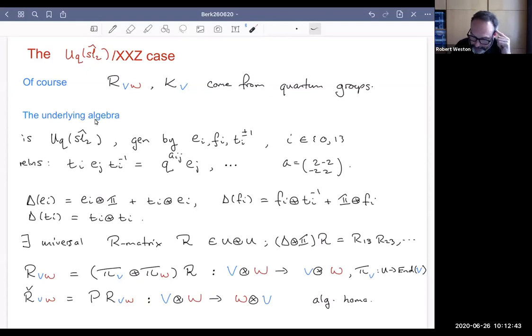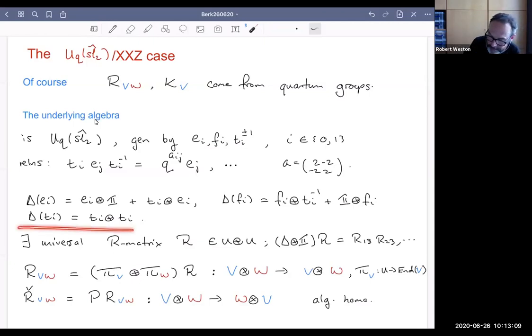Okay, so I'm not going to write down the algebra, but it's given in terms of the Chevalley generators as opposed to the Drinfeld realization. So I've got a bunch of generators and a bunch of relations, of which this is one, but I've got other ones as well. And it's a quasi-triangular Hopf algebra. So there's a Hopf algebra structure, and I've got a coproduct, antipode and a counit.